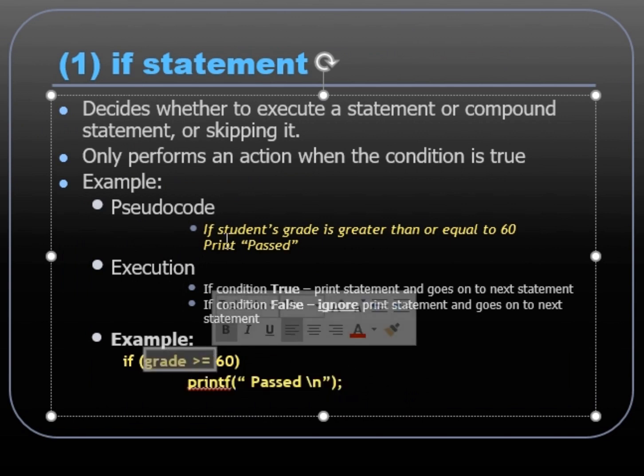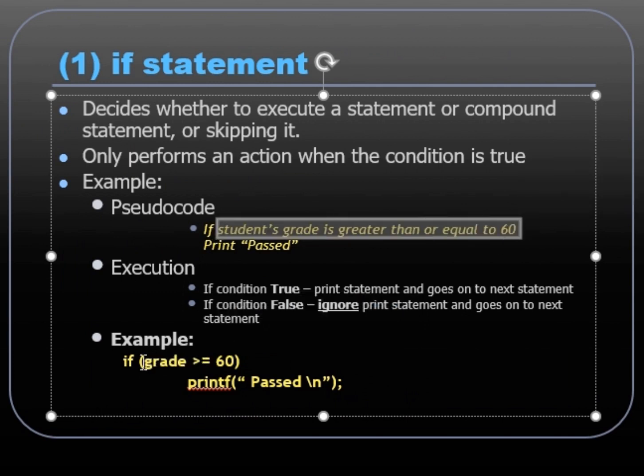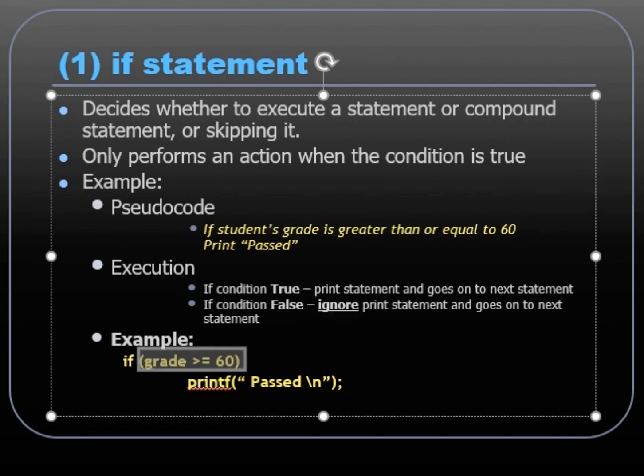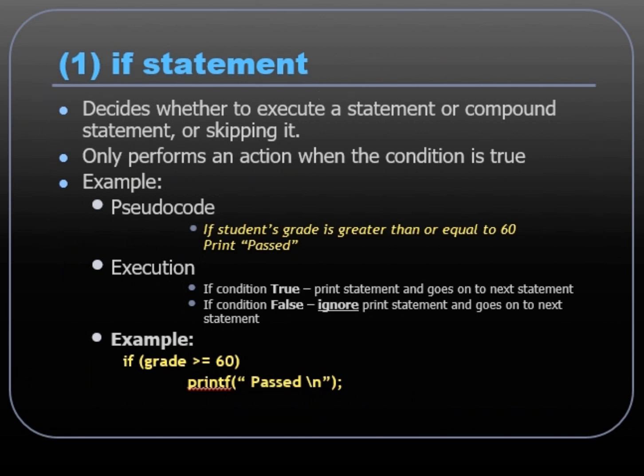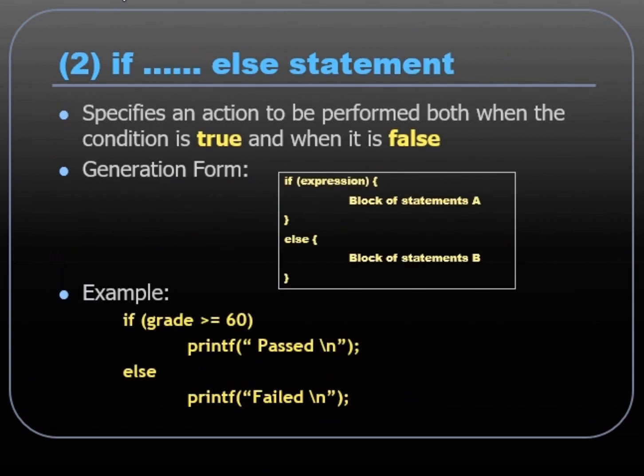The condition, as you see here, is enclosed in brackets. It must be enclosed in brackets. If grade is more than or equal to 60, then it executes printf, where printf is the function for printing "passed". If you want to use printf, we must include #include <stdio.h> so that we can use the printf function. An if statement can only do something if it's true, it does what's inside. If it's not true, it skips to the next statement.